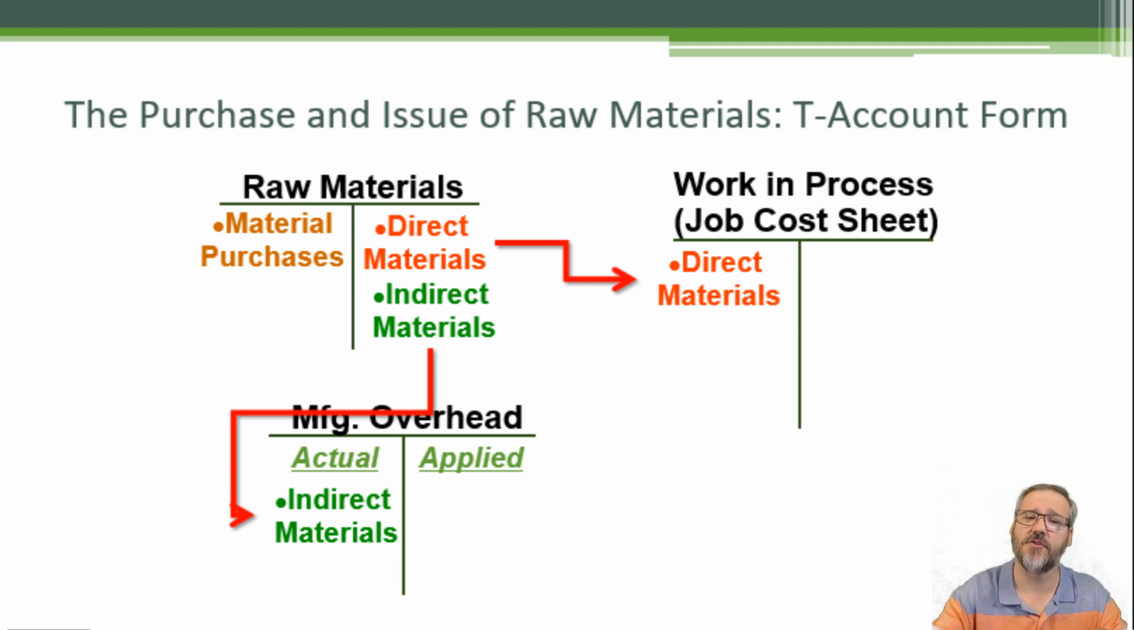So we're going to charge that to indirect materials into manufacturing overhead. So anything that we're calling out of raw materials that is an overhead gets debited to manufacturing overhead as an actual cost. Now notice manufacturing overhead is kind of a weird little account. We've got actual on the left side, on the debit side, and applied on the right side, on the credit side.